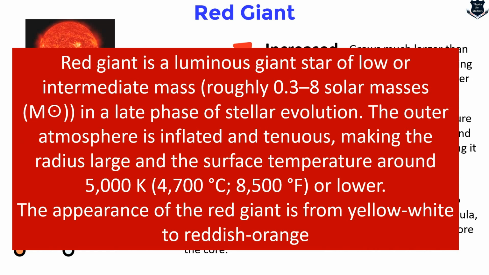It has got a roughly 0.3 to 8 solar mass. The outer atmosphere is inflated and tenuous. It makes the radius large, and the surface temperature is around 5000 kelvins. As a result, the appearance of the red giant star goes from yellow to reddish orange. This is a very extraordinary phenomenon that happens.